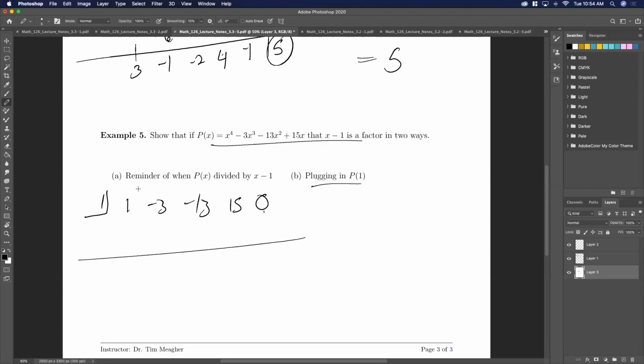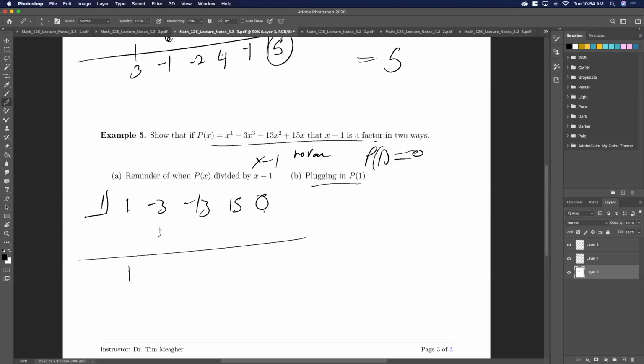So let's go through this. And so we want to show this is a factor. What does it mean to be a factor? That means that p of 1 is equal to 0, right? Or x minus 1 has no remainder. So that's what it means to be a 0, and that's what we're really going to care about, and that's why we teach all this.